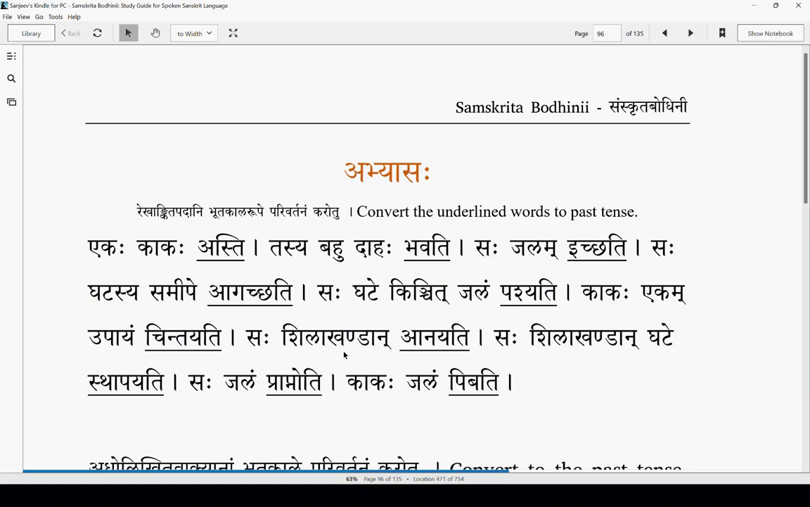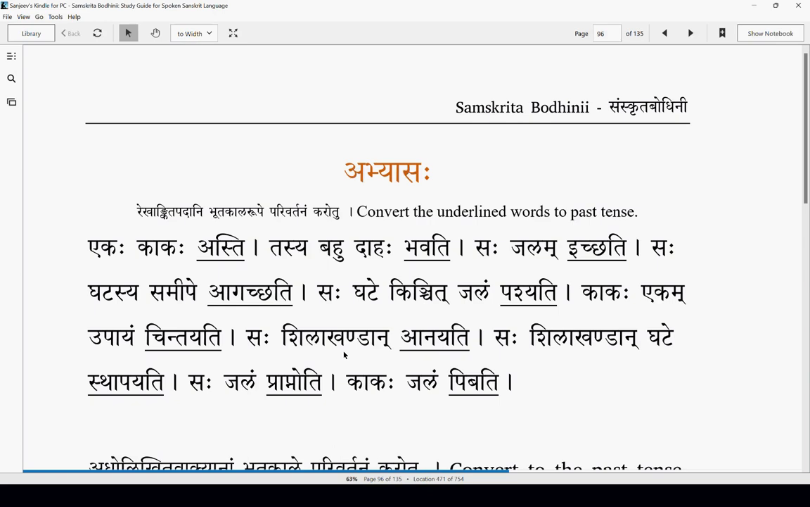So that will become saha shilakhandan anitavan. Anitavan, dirgha I. Okay. Then saha shilakhandan ghate sthapayati. So here it becomes saha shilakhandan ghate sthapitavan. Right? Okay. Then saha jalam prapnoti. So here it becomes saha jalam praptitavan. No, this is a different form again. There is no E coming here, so you have to look back.